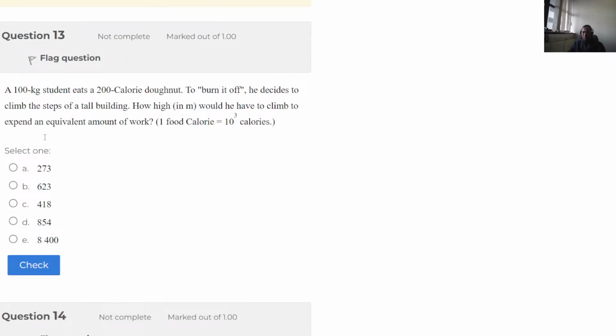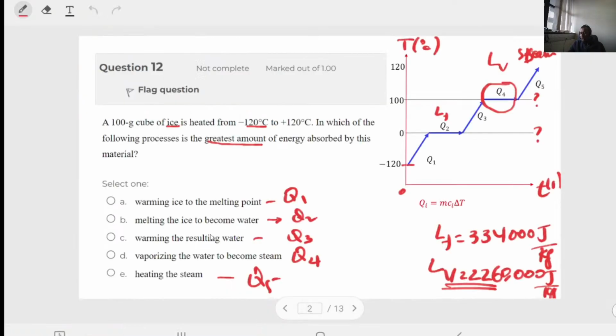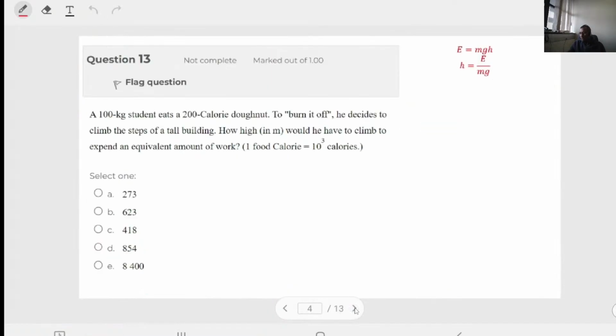Okay. Question number 13, which I'll be on, is about, where is this one? Question number 13 is here. It says, you as a student, a 100 kilogram student, eats a 200 calorie donut. Oh, a lot of it. To burn it off, now you wanted to burn this thing. He decided to climb the steps of a tall building. How high in meters would he have to climb to expend an equivalent amount of work?